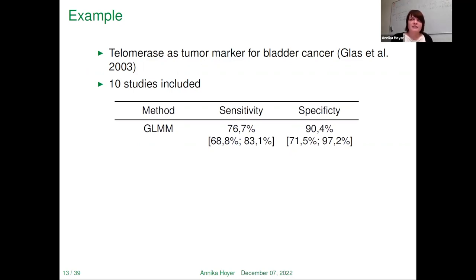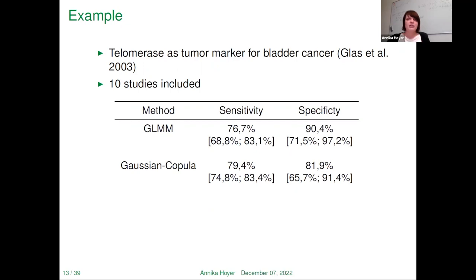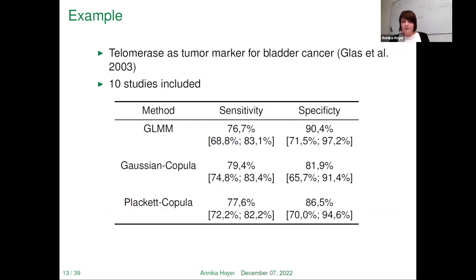And this model leads to a sensitivity of about 77% and a specificity of about 90%, with a corresponding 95% confidence interval. And then we have our copula approach, first based on a so-called Gaussian copula, which is something like a two-dimensional normal distribution. This copula leads to a sensitivity of about 79% and a specificity of about 82%. And then we also applied the so-called Plackett copula to check if there are differences between various copulas. And we see that we have a sensitivity of about 78% and a specificity of about 87%.